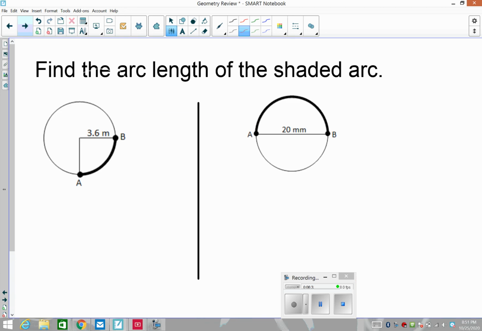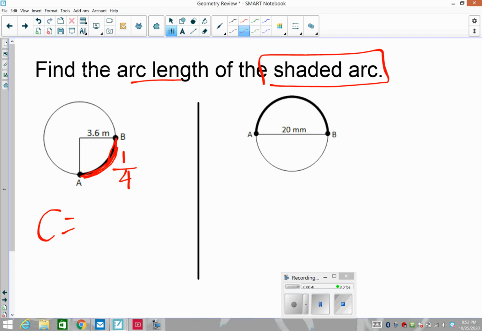Find the arc length. So we're talking about the crust still, but just part of the crust, and we want the shaded region, this part right here. First of all, recognizing that that's 1/4 of the circle. When we talk about the crust, we say when I need a circumference, I'll just use pi d. But this time we're just going to throw a 1/4 in the front. It's 1/4 of the circumference, called arc length. What's the length of this arc?